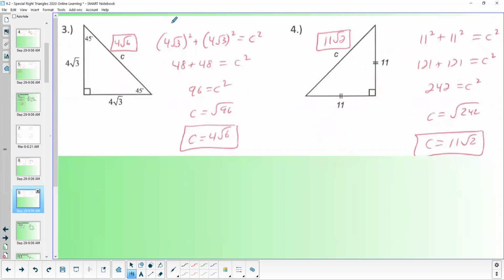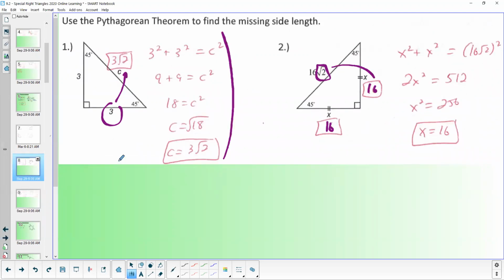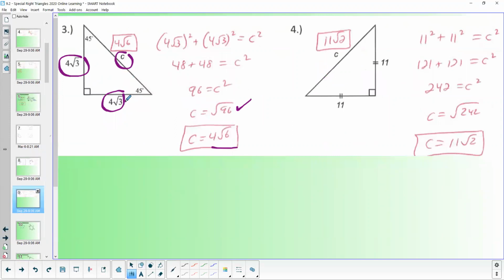So in number 3, again, a little more difficult, you have to do 4 root 3 squared plus 4 root 3 squared equals c squared. If we go through that whole process, you end up getting the square root of 96, which simplifies to 4 root 6. And the pattern we figured out on number 1 and number 2, where you just take the leg and you multiply by root 2, seems to hold here. Because if you take 4 root 3, which is the length of each of the legs, multiply by root 2, you end up getting 4 root 6. Again, you do outside times outside, inside times inside.